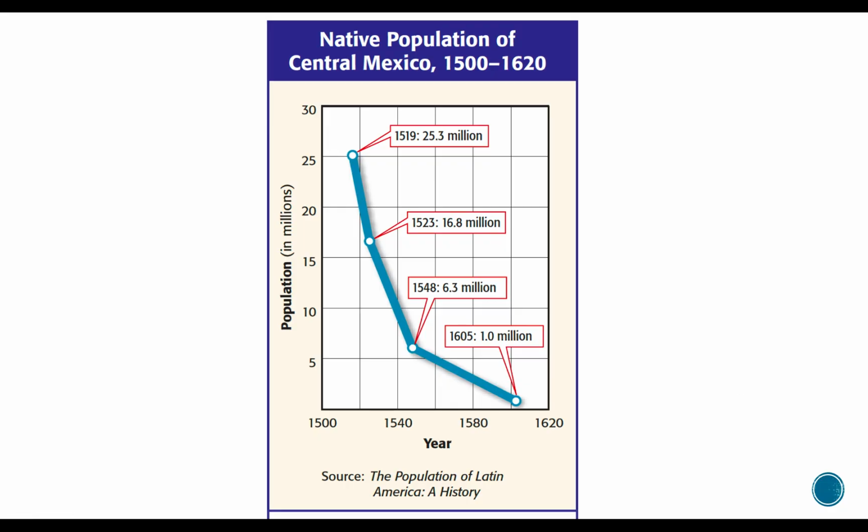Here's the native population of central Mexico during 1500 to 1620. So you can definitely see in 1500 they had 25 million people. And then by 1605, about 100 years later, they were down to 1 million. That's a lot of people dying. That's like 24 million people dying. It's crazy.